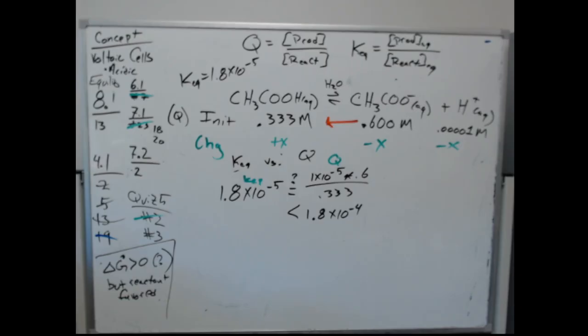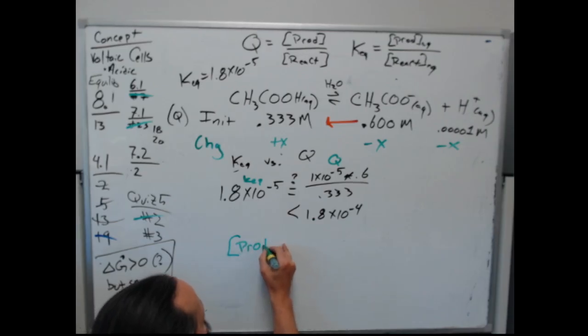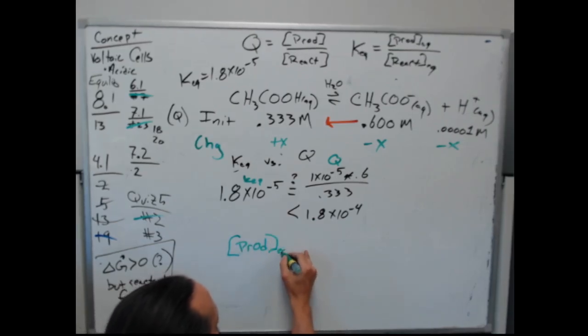So wait, if Q is bigger than KEQ, why is it going back towards reactants? If Q is bigger than KEQ, the way I think about this, I have a couple of tricks for it. The first thing is I think about it just in terms of the numerator.